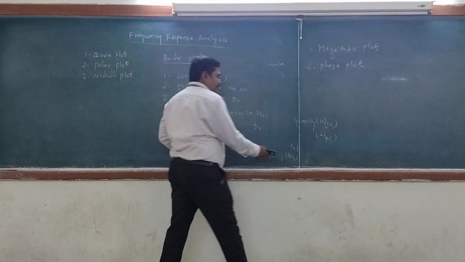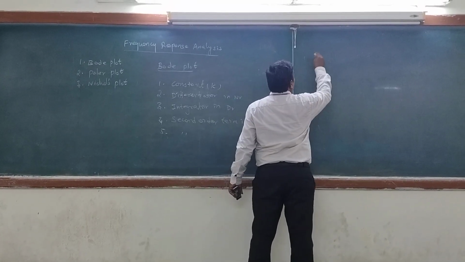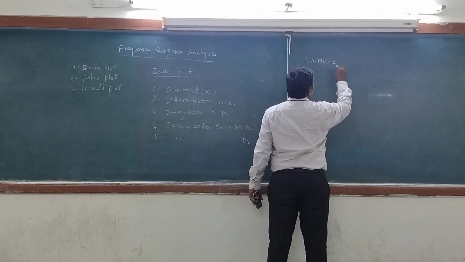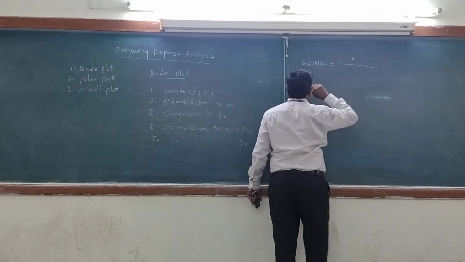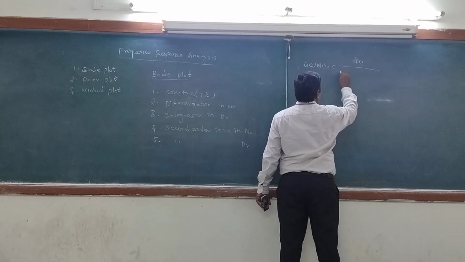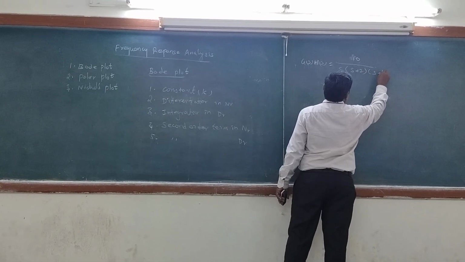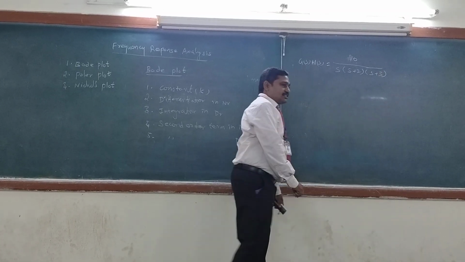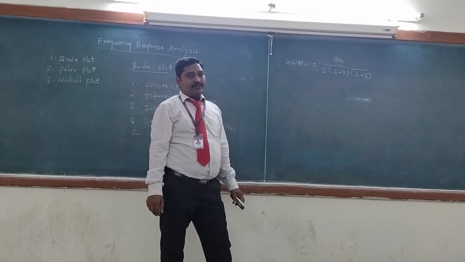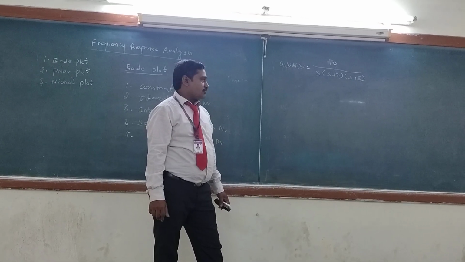First, let us consider the given transfer function G(s)H(s) is equal to K divided by, say, something instead of K, take 10, s into (s plus 2) into (s plus 3). So let us consider this transfer function. So how to plot the Bode plot and find the frequency domain specifications like gain margin, phase margin, gain crossover frequency, phase crossover frequency.